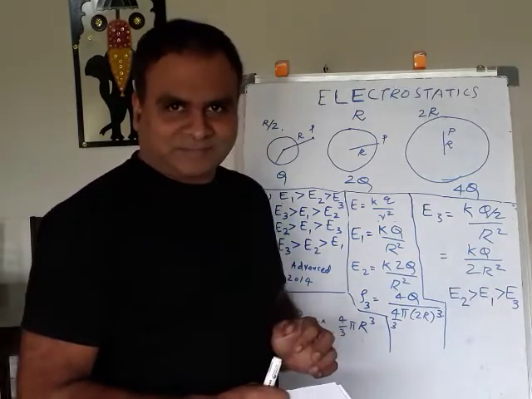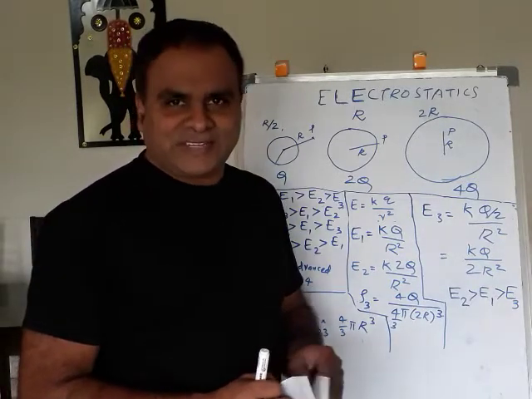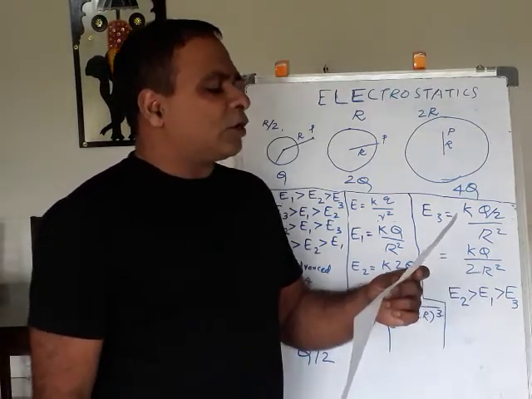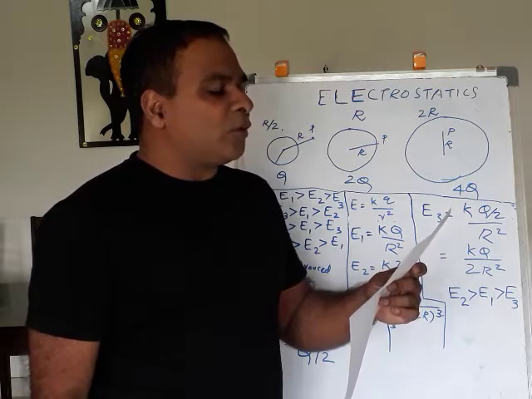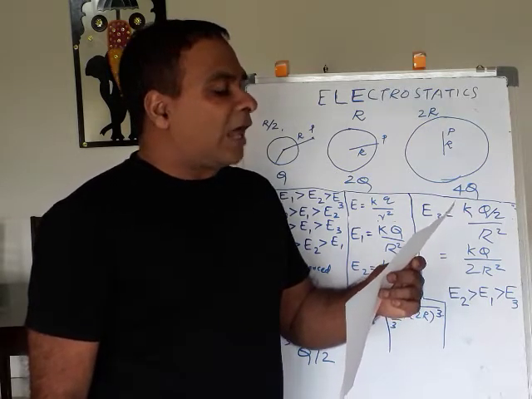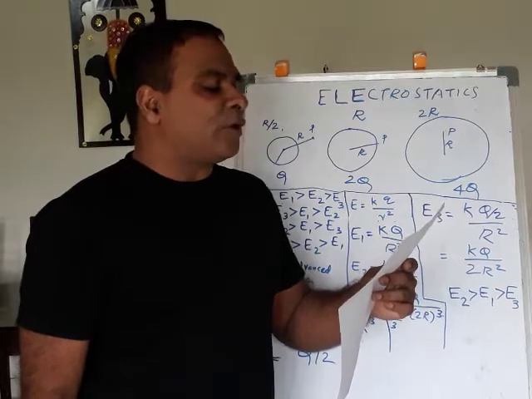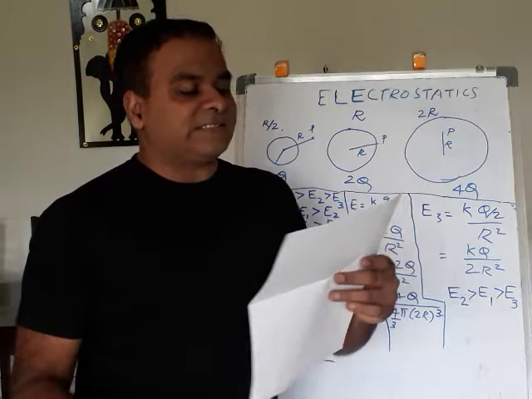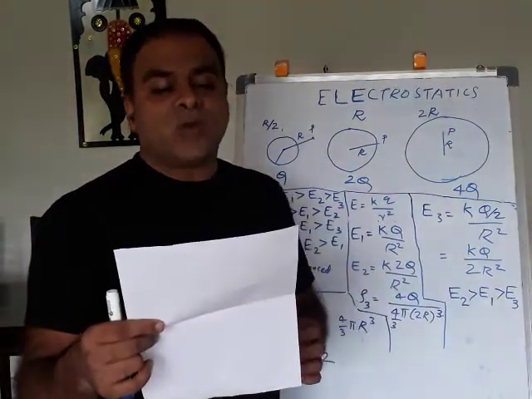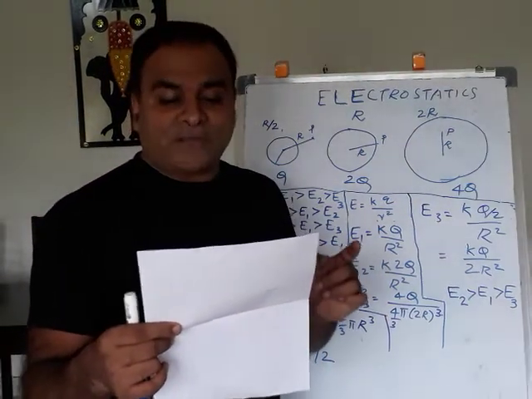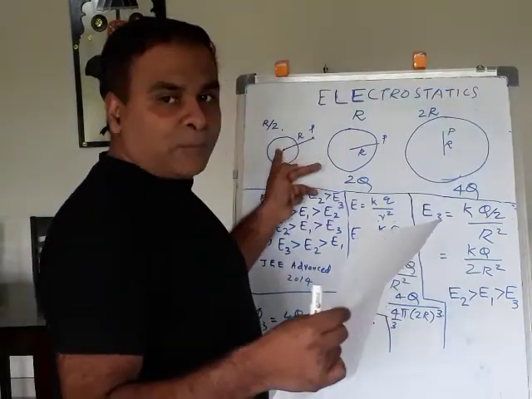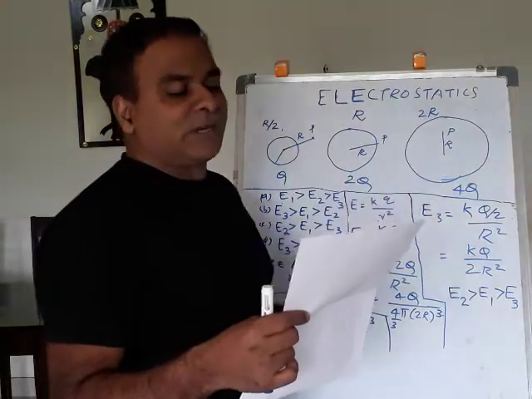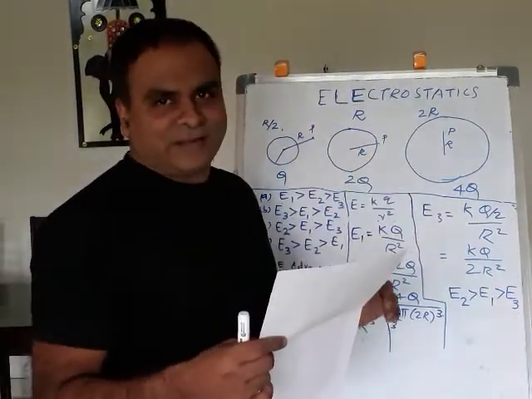This question was asked in JEE Advanced 2014. So let us solve that question. I will read the question. Charges Q, 2Q and 4Q are uniformly distributed in three dielectric solid spheres 1, 2 and 3 of radius r by 2, r and 2r respectively as shown in the figure.